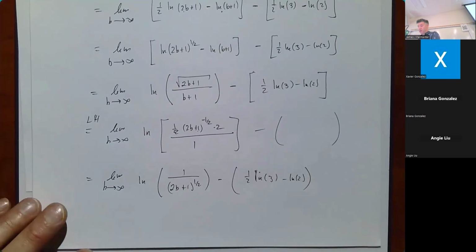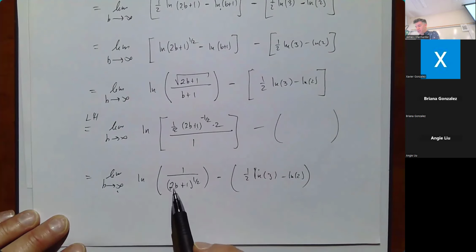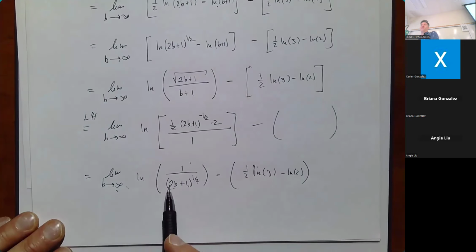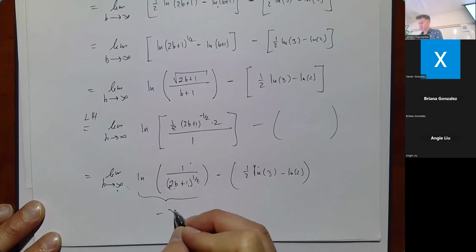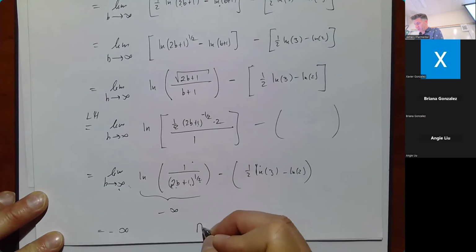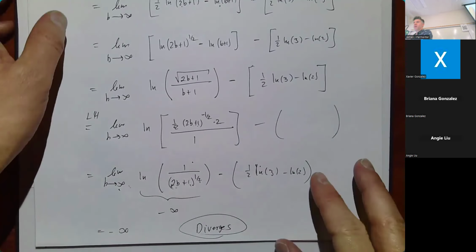And then finally, b goes to infinity, so 2b plus 1 goes to infinity. Infinity to the 1/2 is still infinity. 1 over infinity is 0, and the natural log of 0 is negative infinity. Undefined. So this is going to be equal to negative infinity. So this integral diverges.